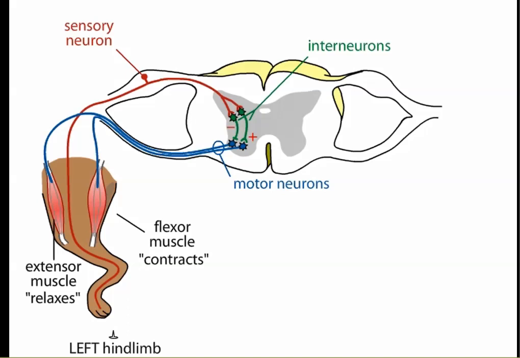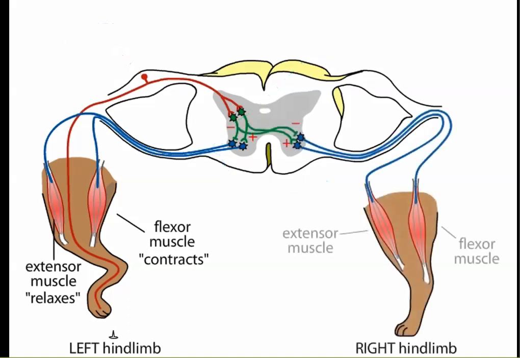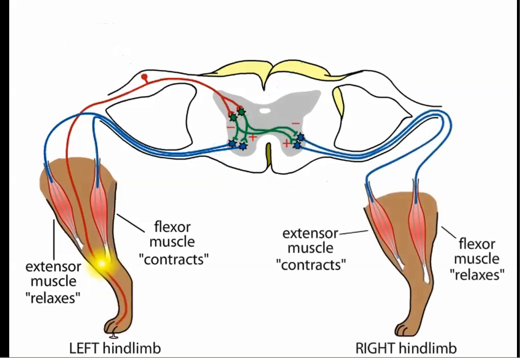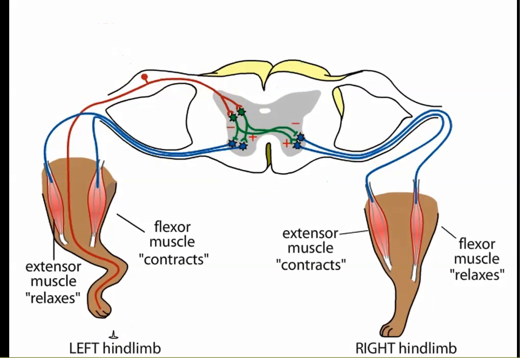With withdrawal of one limb, the weight will shift to the limb on the other side of the body. Interneurons also connect to motor neurons on the opposite side of the spinal cord, so that the muscles in the other limb can adjust to the shift in weight distribution. In this case, note that it is the extensor muscle that contracts and the flexor muscle that relaxes.